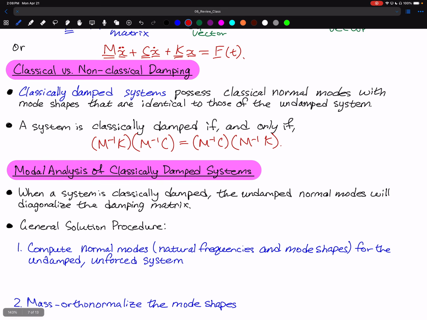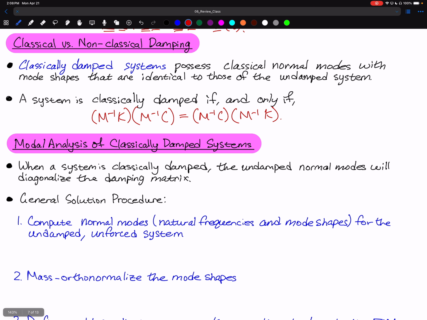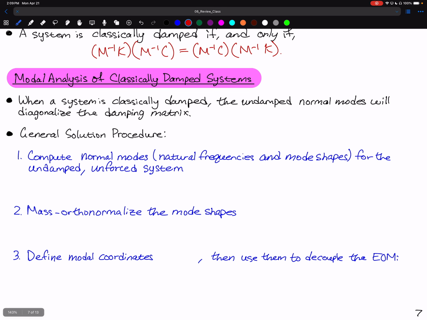All right, we'll now take a look at modal analysis of classically damped systems. When we're dealing with classically damped systems, the undamped normal modes are the same as if the system were undamped, and they will ultimately allow us to diagonalize the damping matrix. A general procedure is to compute the normal modes, which include the natural frequencies and the mode shapes, for this undamped, unforced system. To do that, we're going to end up solving the equation K minus omega squared M times a vector x is equal to 0.